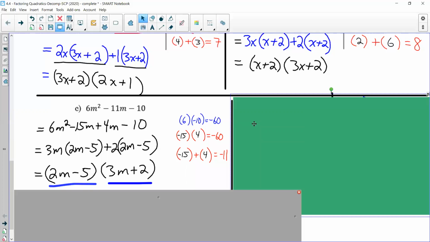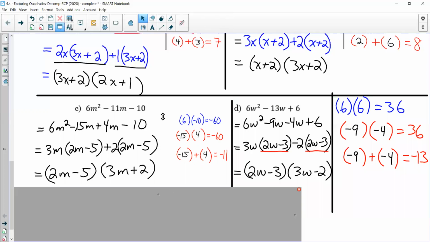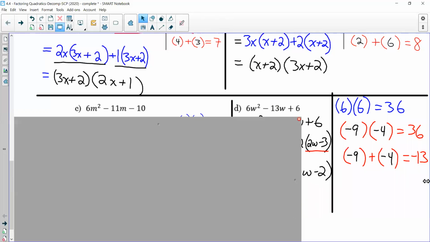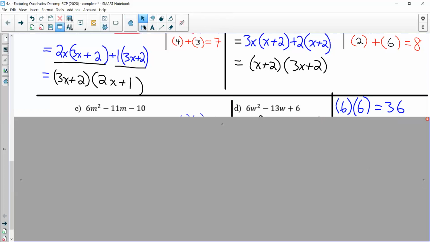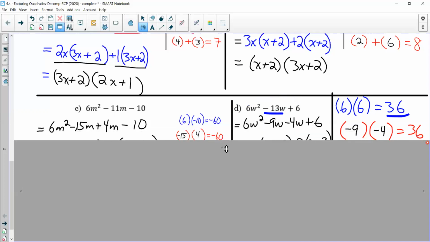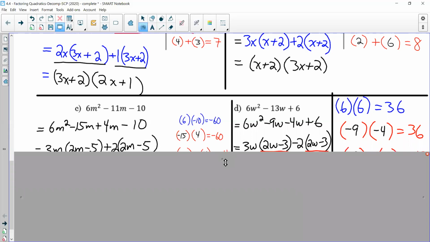And the last one we're going to take a look at is up here. So once again, we're looking for numbers, the A and the C value, that's 6 and 6. We want two numbers that multiply to 36, but add to negative 13. So again, a little trial and error is going to be necessary, but in this case, the two numbers that multiply to positive 36, but add to negative 13 are negative 9 and negative 4.